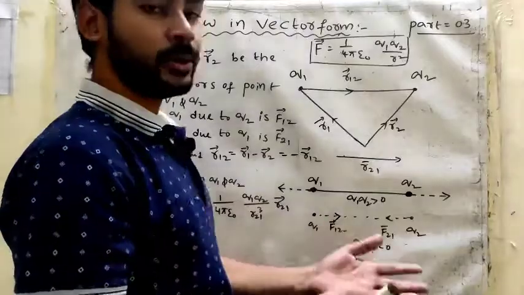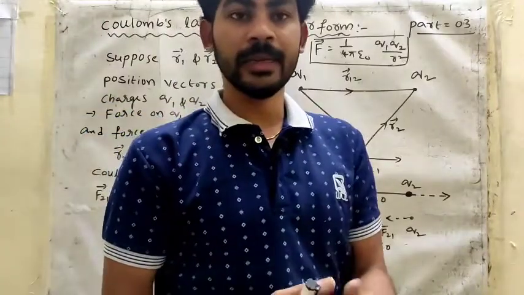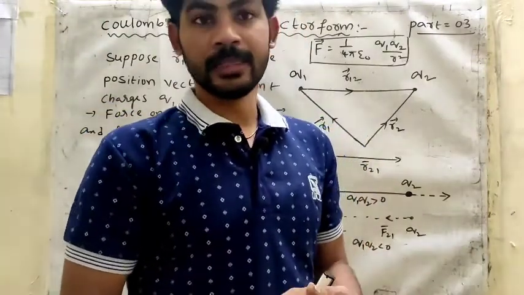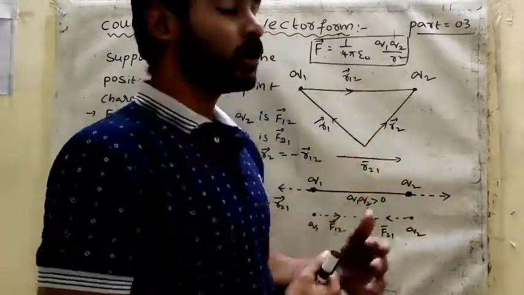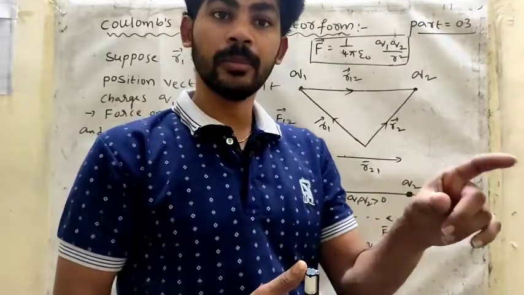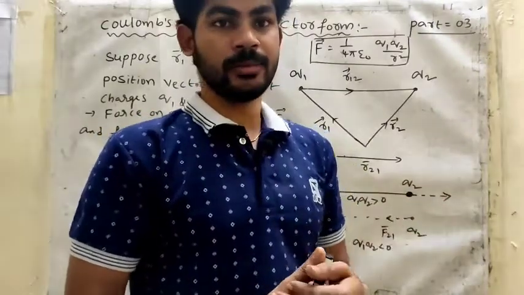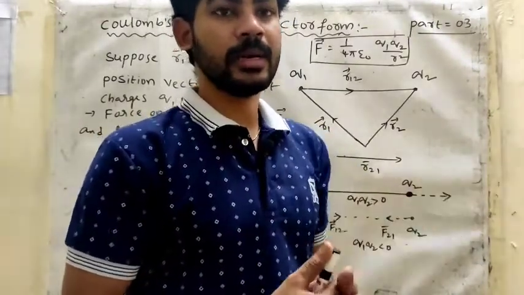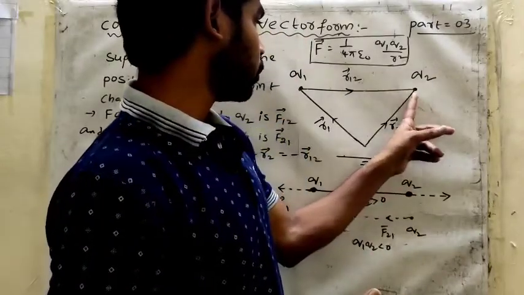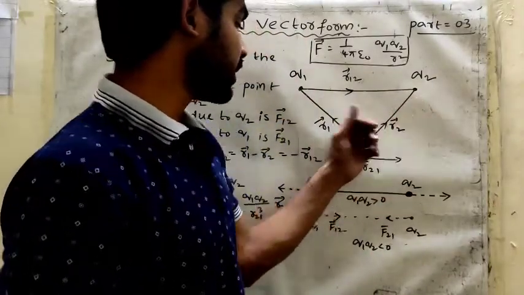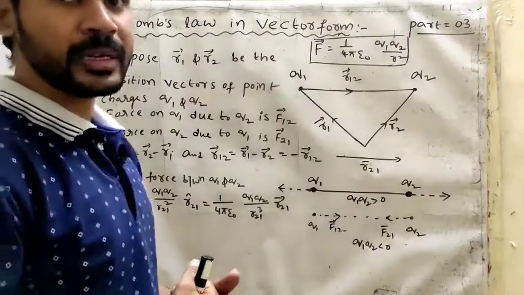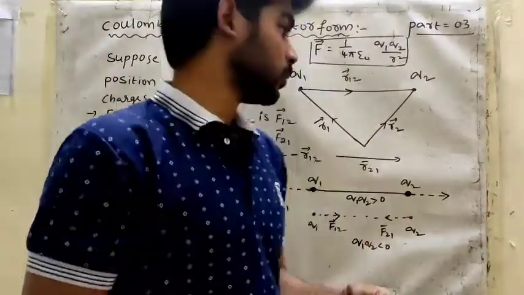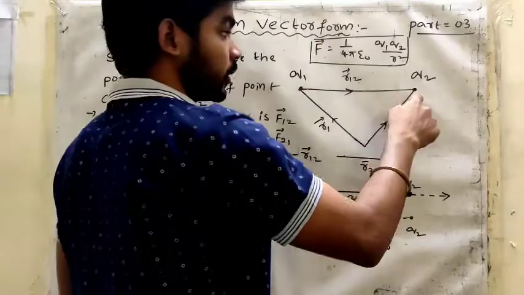We already learned the relativity idea in 11th class, Einstein's relativity. R bar 1 2 means what? r1 bar minus r2 bar. Similarly, from q2 to q1 we measure the distance in the other direction. r12 means r1 minus r2, from q1 to q2.